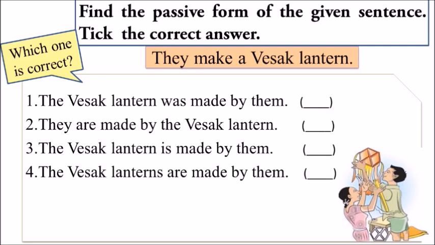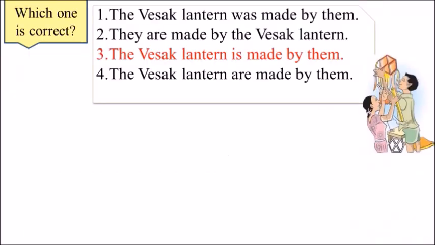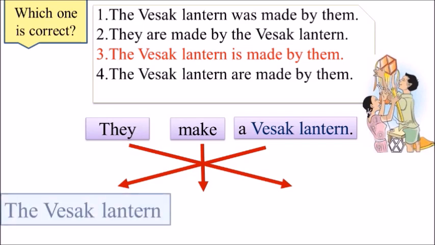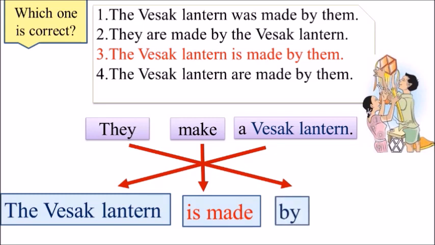Which one is correct? Yes, the correct answer is number 3. The Vesak lantern is made by them. Study the changes. The red color arrows show you the change of the word order. Did you notice how the subject has changed? They has become passive. We add the word by to the word them. The subject pronoun they has become them.